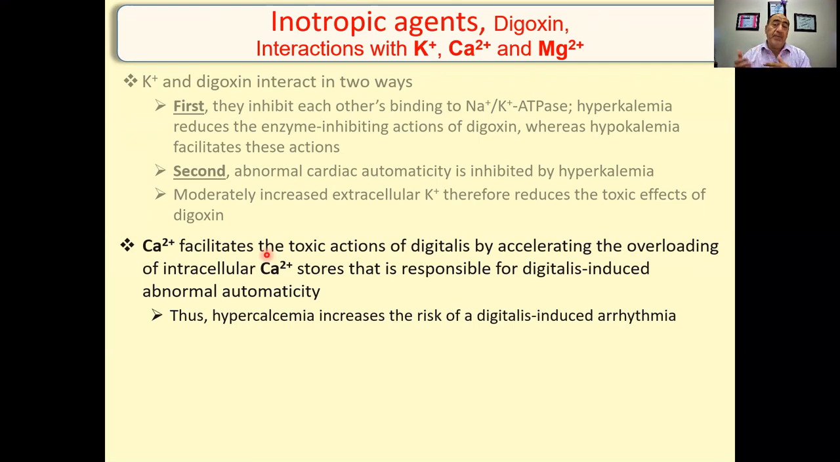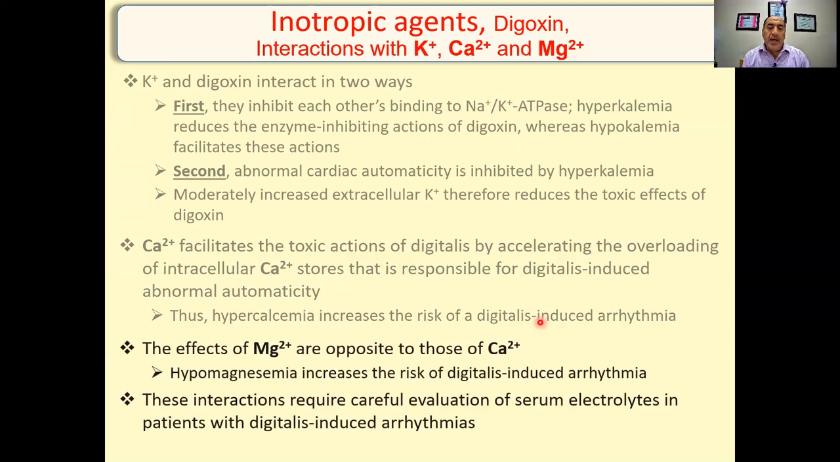Calcium, because remember the mechanism also involved an increase in the level of calcium inside the cells. So if you add calcium, this will increase the toxicity of digitalis, and it will also affect the abnormal automaticity as we explained in the side effects. So hypercalcemia increases the risk of digitalis-induced arrhythmia. Magnesium is similar to potassium, so hypomagnesemia increases the risk of digitalis-induced arrhythmia. These interactions require careful evaluation of these electrolytes in patients with digitalis-induced arrhythmia.